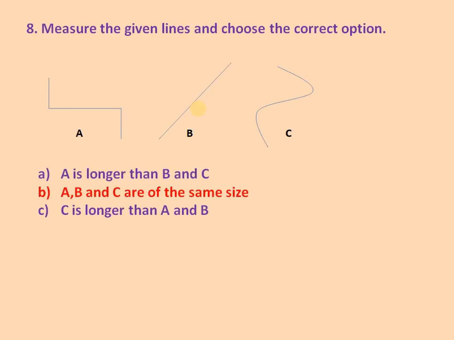Moving to the next one. Measure the given lines and choose the correct option. You will measure it in your book. It is given on page number 29. Because the word is written here as measured, you will measure it.